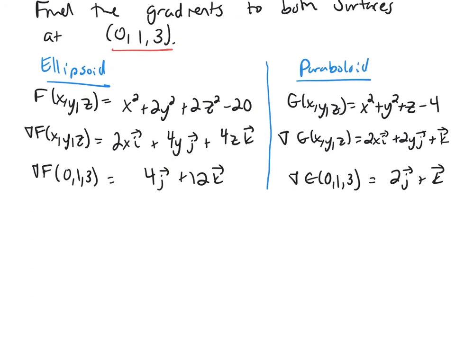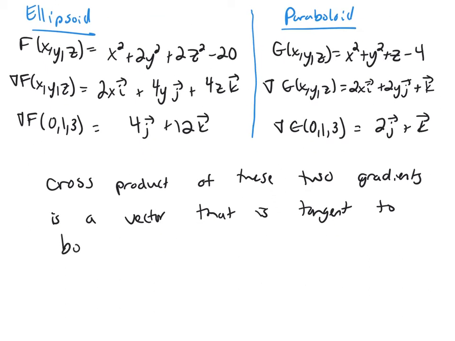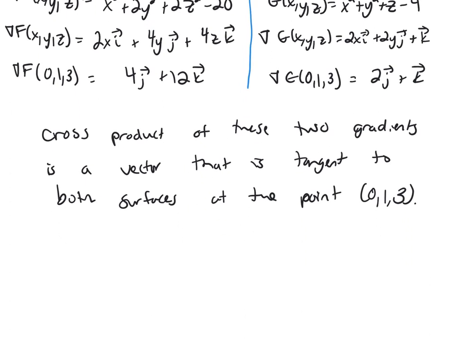And now I'm going to take the cross product, because remember the cross product of these two gradients is a vector that is tangent to both surfaces at the point (0, 1, 3). So we're going to take the cross product of the gradient of f at (0, 1, 3) and the gradient of g.